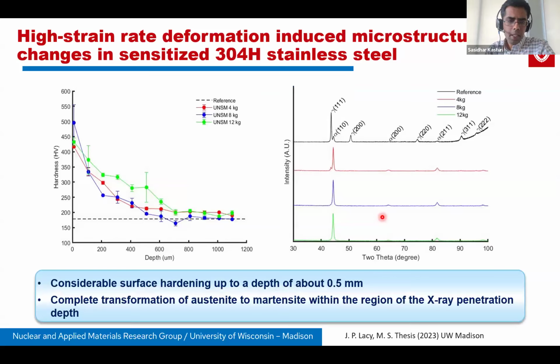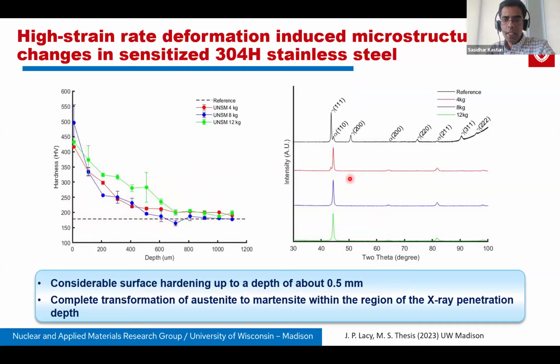From a macroscopic perspective, the UNSM treatment gives rise to a surface hardening, a substantial amount. The surface hardness is almost increased by 2 to 3 times. And the depth of influence is also quite substantial. It can influence close to 600 to 800 microns of the material from the surface.